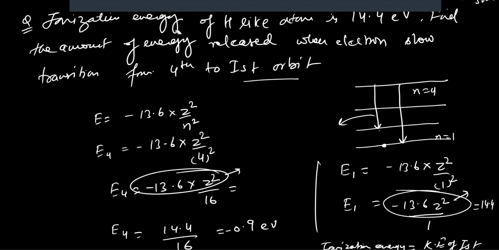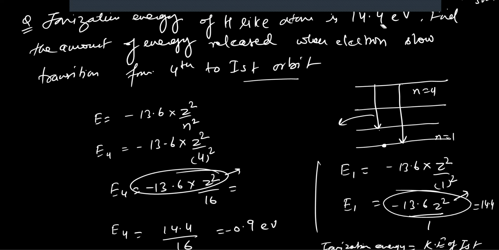Now in the question, it is being asked that the ionization energy of a hydrogen-like atom is 14 electron volt. So what is actually given is the kinetic energy of the first shell. Now find the amount of energy released when the electron shows a transition from the fourth to the first orbit. How much energy is being released? Because the electron is coming from the outer orbit to the inner orbit, it has higher energy, and coming to the inner orbit, it needs to release the energy. So find the energy released when the electron shows a transition from the fourth to the first orbit.